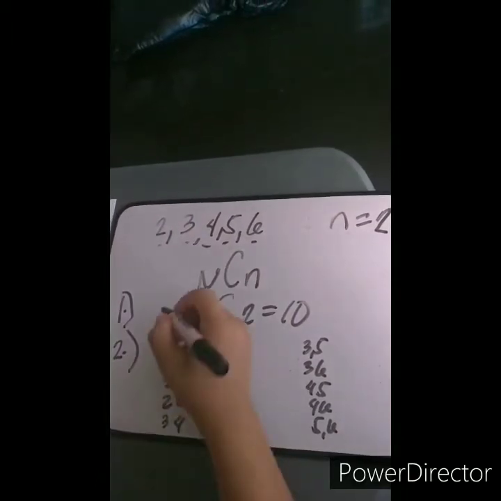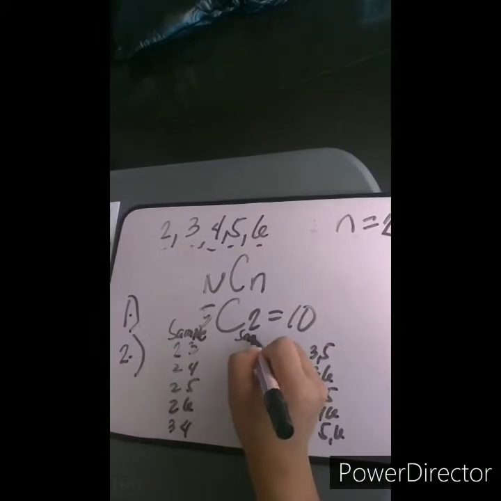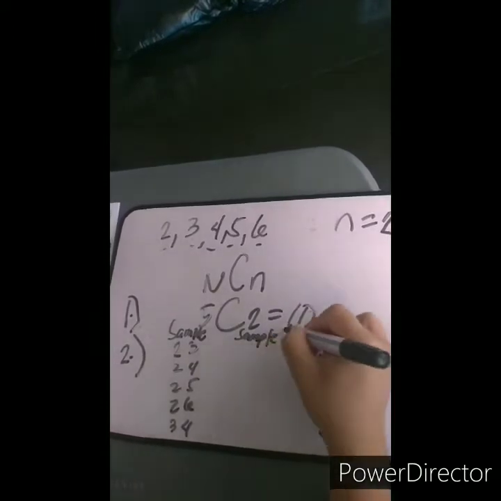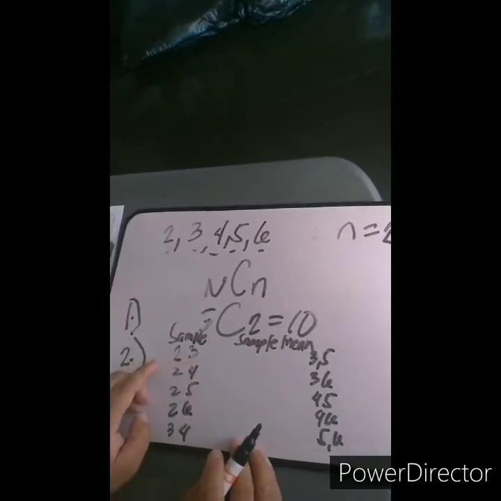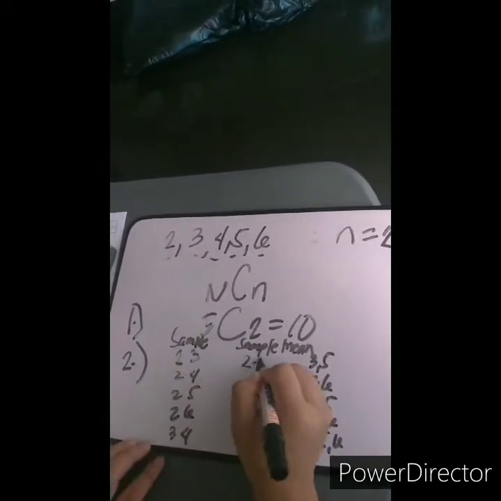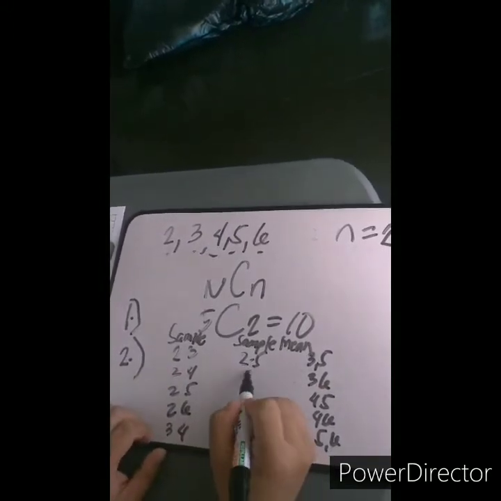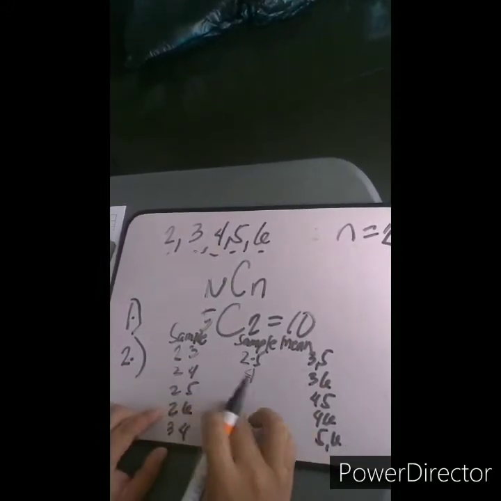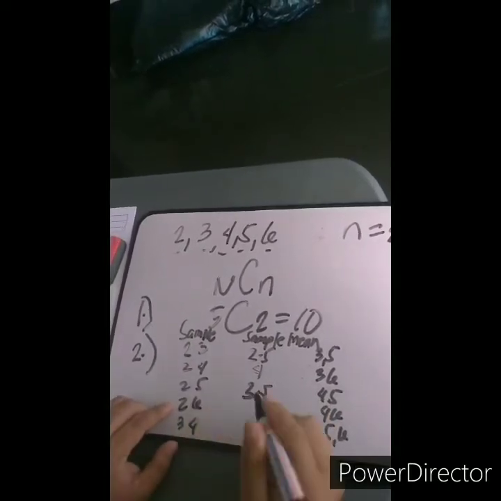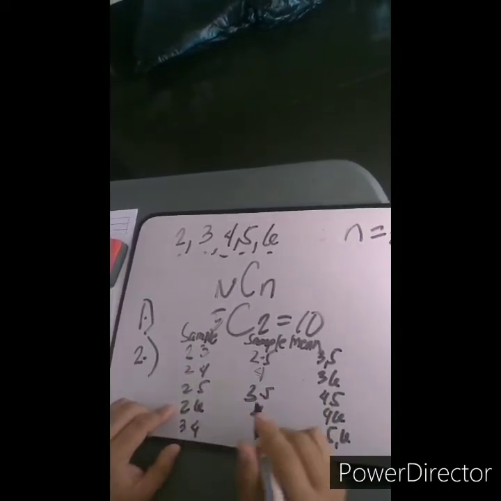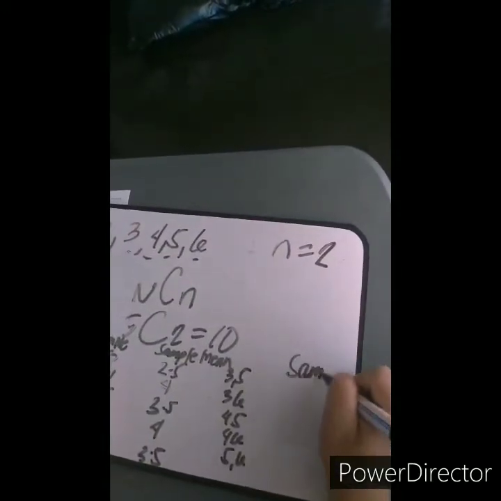So after getting the samples, let's solve for the sample mean. 2 plus 3 is 5 divided by 2, that will be 2.5. 2 plus 4, that will be 6 divided by 2, 3. 2 plus 5, 7, so that will be 3.5. 2 plus 6, 8, 4. 3 plus 4, 7, 3.5. Again, sample mean here.